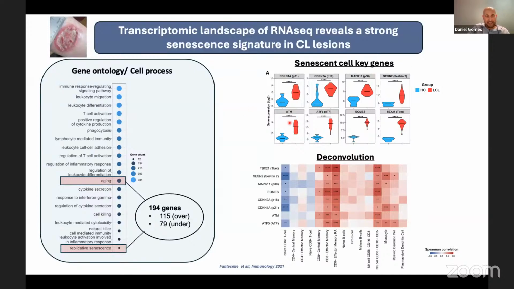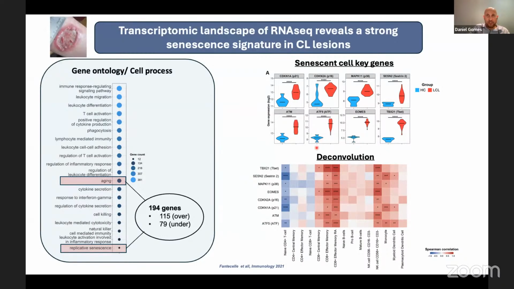ATM, ATF is the DNA damage repair machinery as well. Eomes is a transcriptional factor associated with senescence, and T-bet is associated with inflammation or functionality in senescent cells. Basically, all of those genes were upregulated in lesions, represented here by the red bar, and we didn't see these in healthy skin, suggesting to us again that senescence was taking place, doing something important.